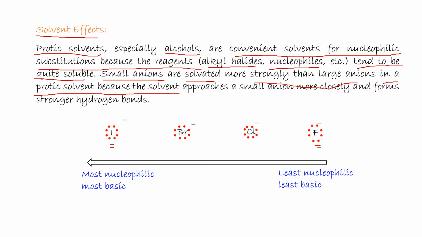So we will find in protic solvent that fluoride is the least nucleophilic, followed by chloride, bromide, and the most nucleophilic will be the iodide. Protic solvent can solvate these ions. Okay?